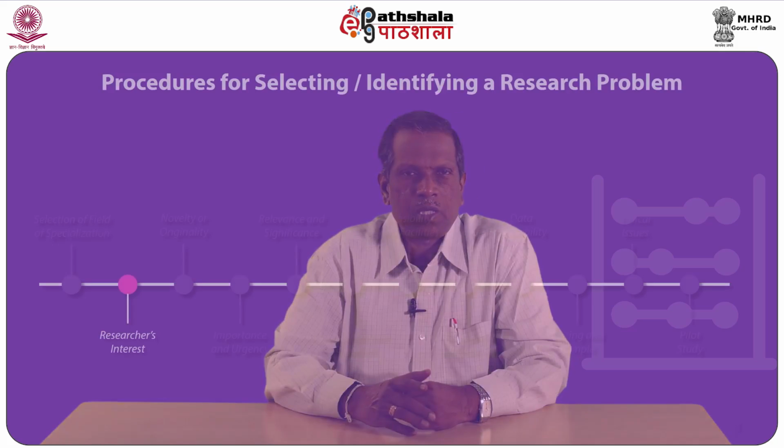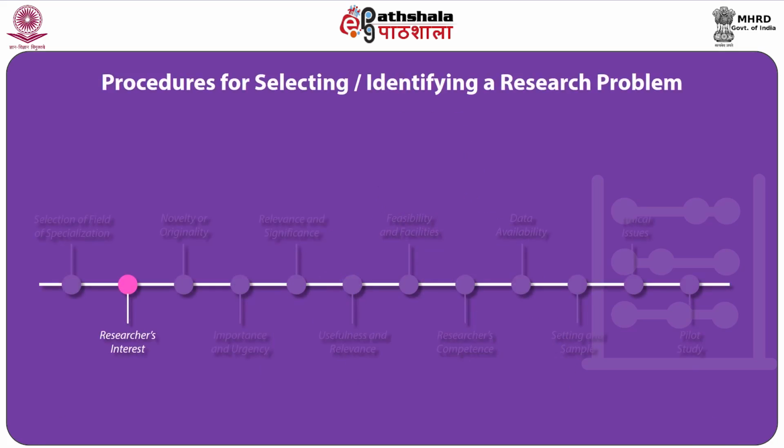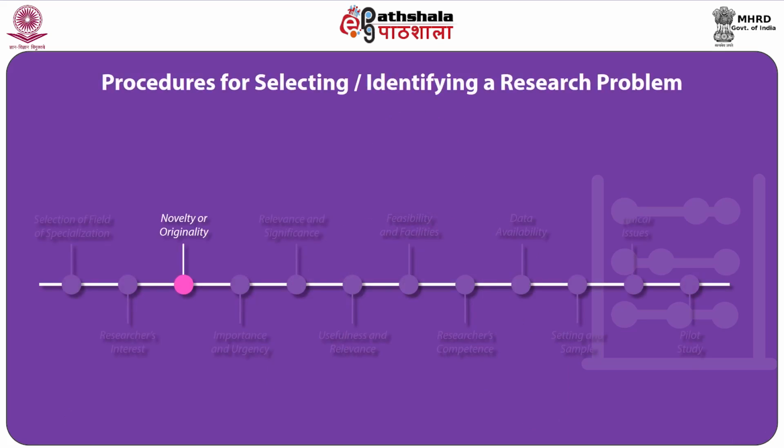Coming to the next step in selecting a research problem, one should look into the researcher's interest. The topic must be able to keep the researcher's interest throughout the research process, since research is usually a time consuming process and involves hard work. The next procedure we have to keep in mind is novelty and originality. The topic to be selected must be, as far as possible, original and innovative, so that it would be interesting for the researcher as well as add something new to the existing knowledge.